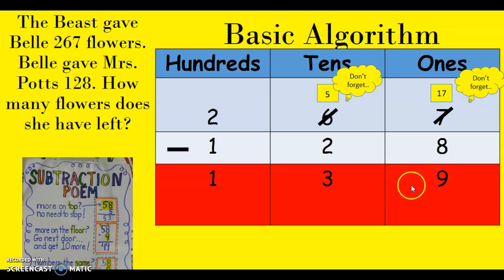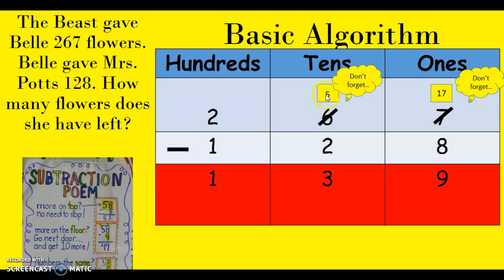All right. So looking at our basic algorithm, same thing. Remember, more on the top, no need to stop. You get to just go ahead and subtract. But if you have more on the floor, we've got to go next door and get 10 more. So here we are with 8 on the bottom, more on the floor. We cannot take 8 from 7, so we've got to go next door and borrow 10 more. So we're taking from the 6. That means that we have 5 tens left, and we're going to bring those tens over to the ones place. So now we have 17 minus 8, which is 9.